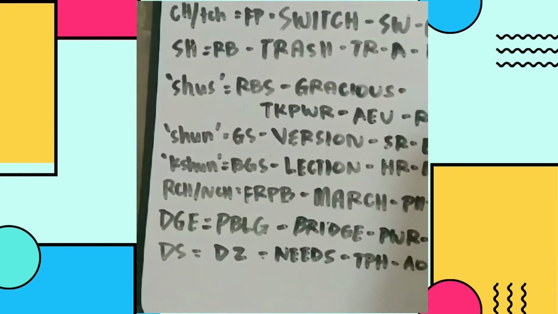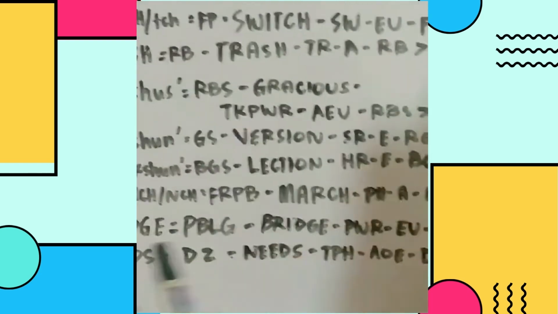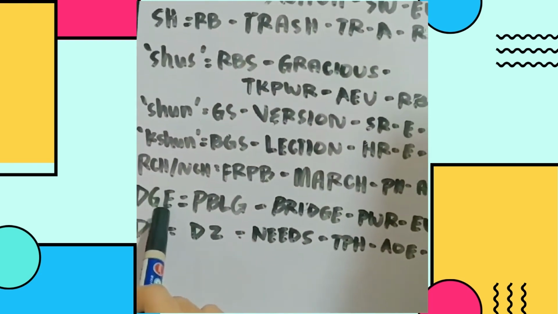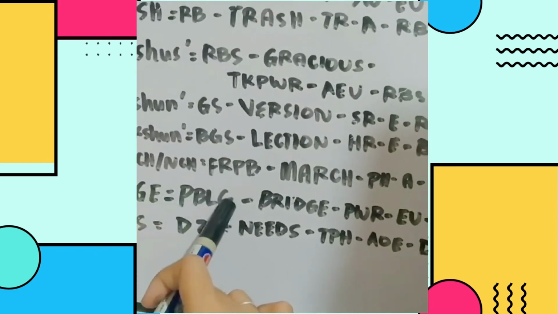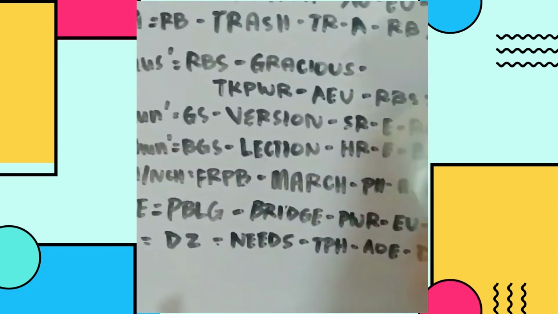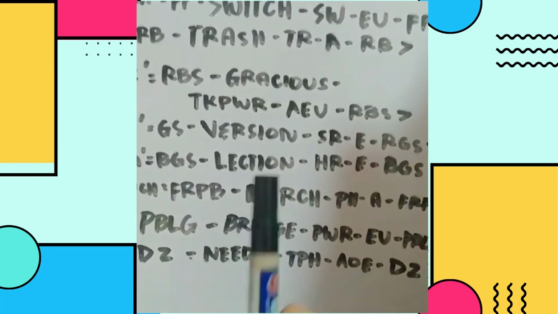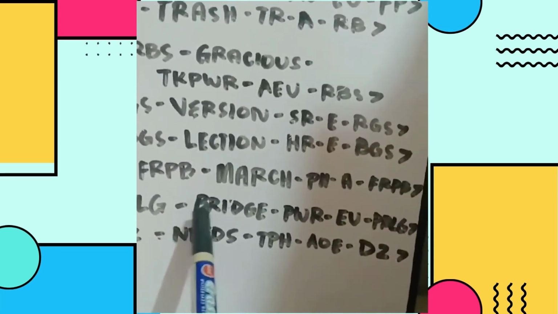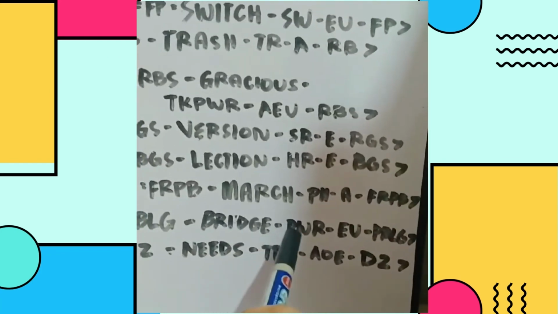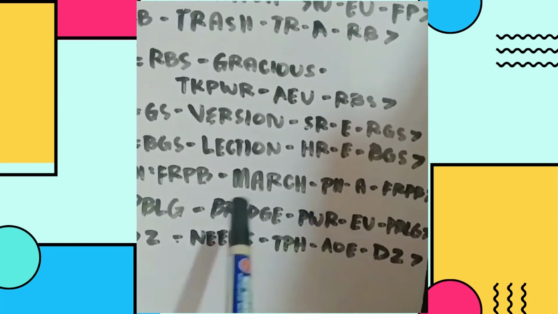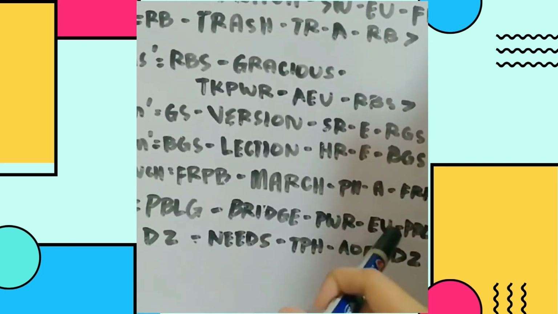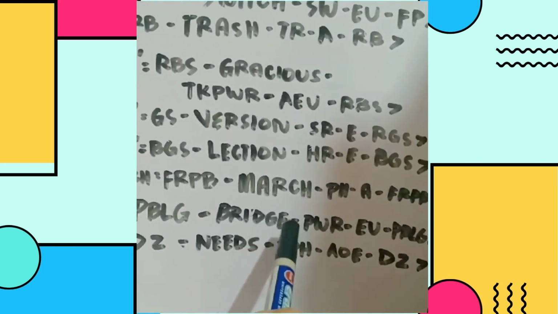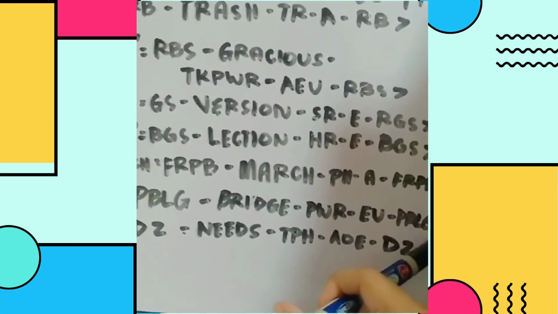RCH. Next is the word DGE. The ending word DGE represents PBLG code. So here are the examples of the word DGE. So bridge, right? So initial PWR for BR, vowel EU for short I, then ending PBLG for DGE and release.